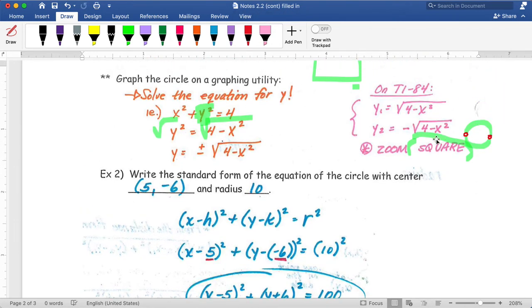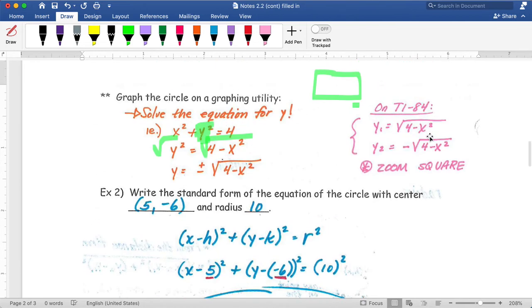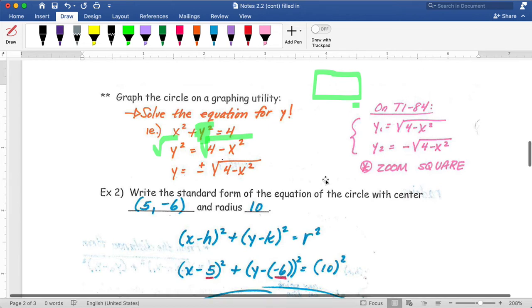And if you zoom square, it's going to give you a nicer looking round circle. And one more thing, when you do look at that circle on the graphing calculator, it might not be fully connected there. Okay, so that's how you would put it on the graphing calculator. This plus or minus is saying the first part is the top of the circle, the second part is the bottom of the circle.